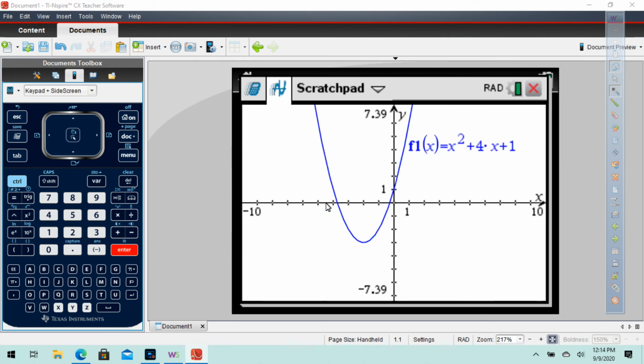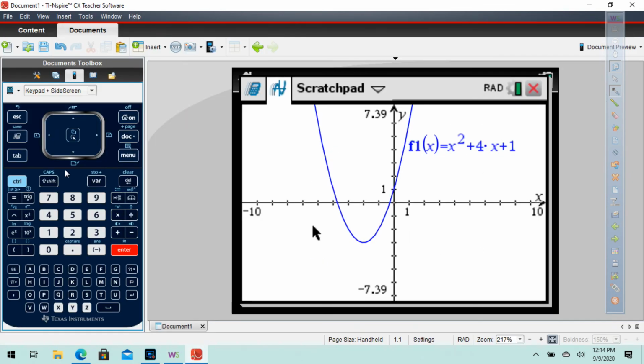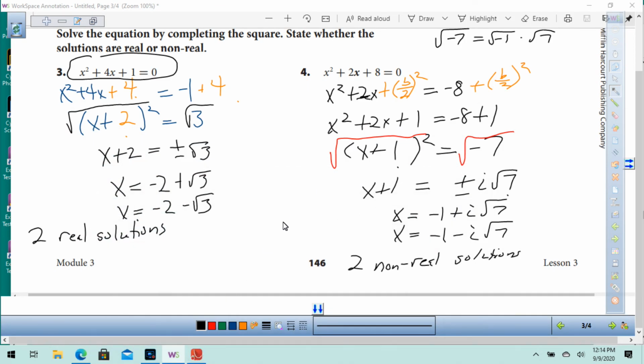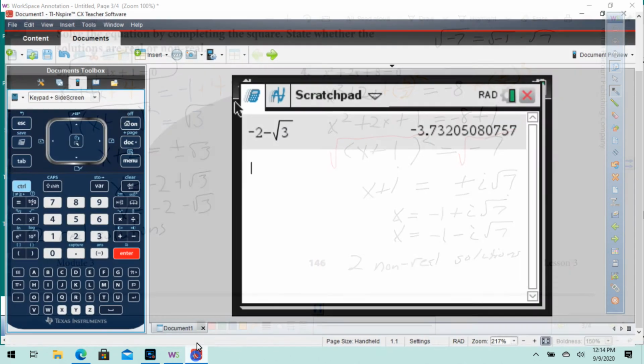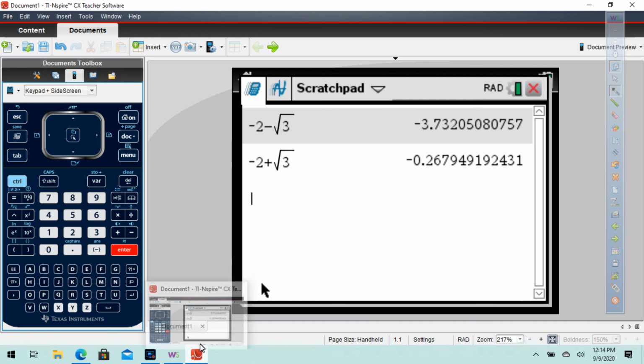And see how it crosses the x-axis? Right here and right there. What did we get before? We've got -2 minus the square root of 3. So we got -2 minus the square root of 3. And that gives you -3.73. And then -2 plus the square root of 3. And that's going to give you basically -0.27.